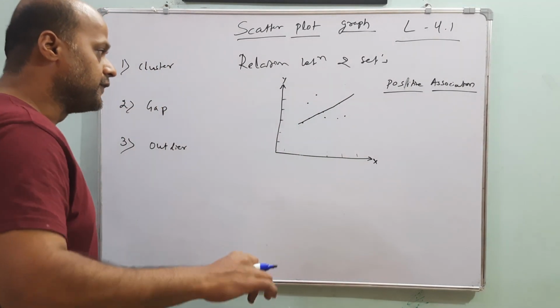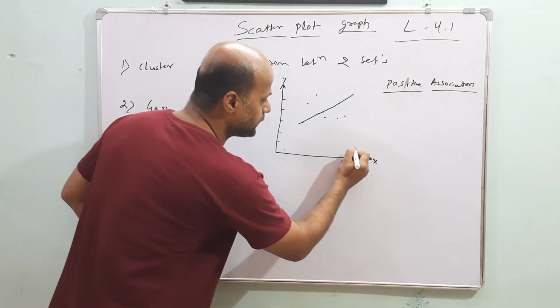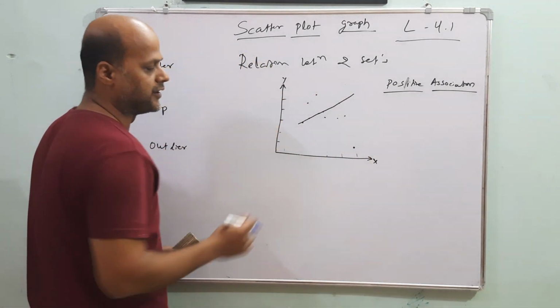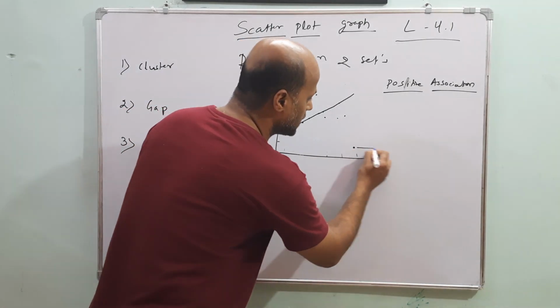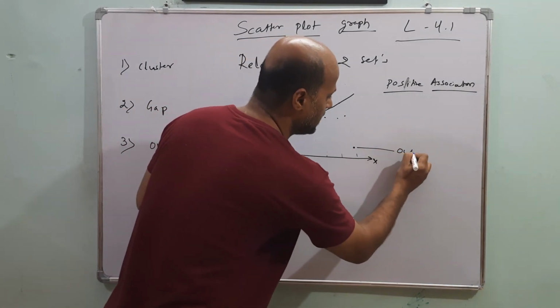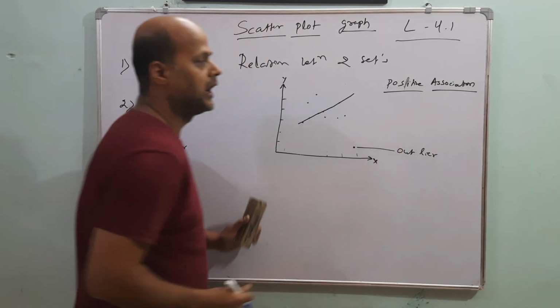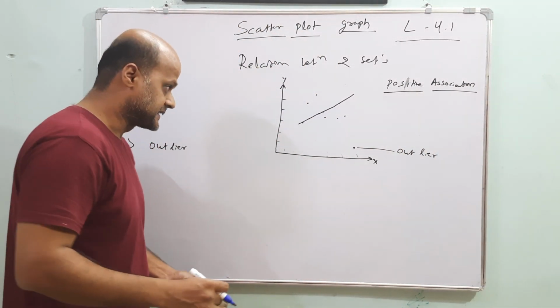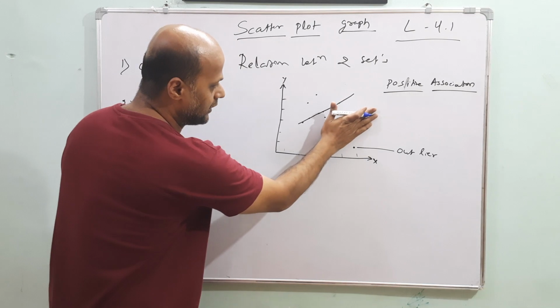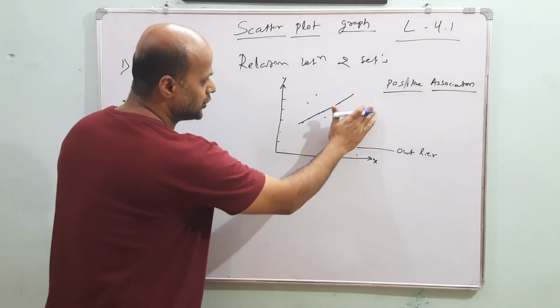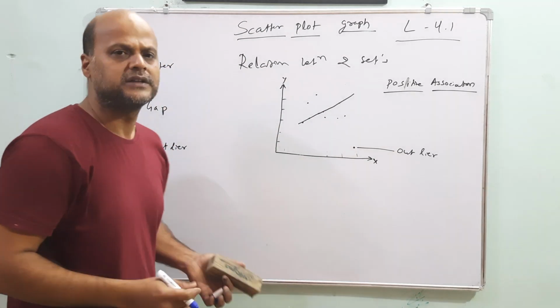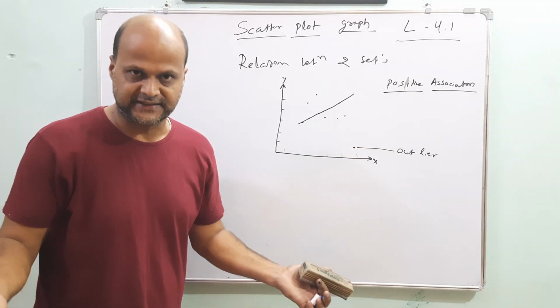If a point is far away from the rest of the points, then I will say that this point is called an outlier. Next, the gaps: the empty spaces present in the graph, leaving these points, are called gaps, empty spaces.